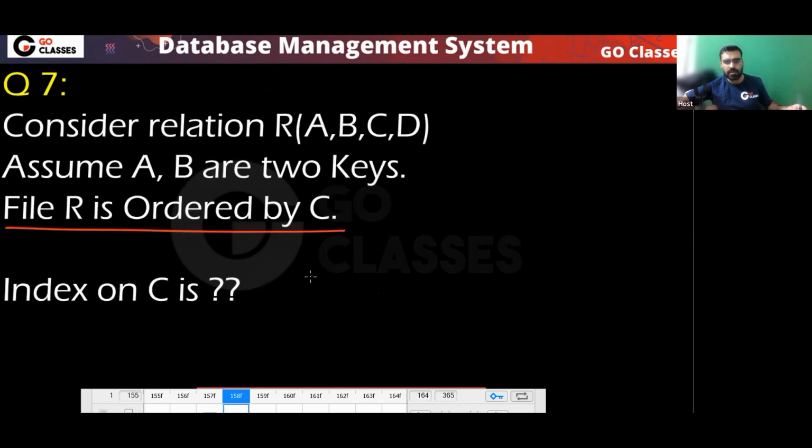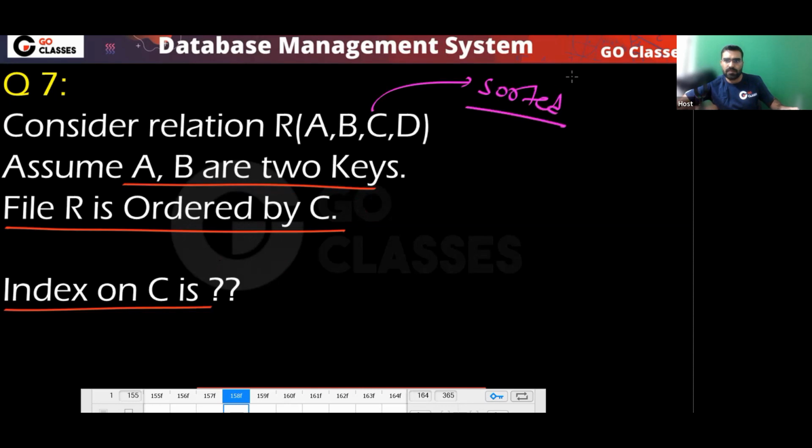Now your file is ordered by C. And remember A, B are the keys. File is ordered by C and your index is also on C. This index will be called what? So you can notice your file, you are ordering this. This field is sorted. This field in your data file, this is your data file. So in the data file, this field is sorted.